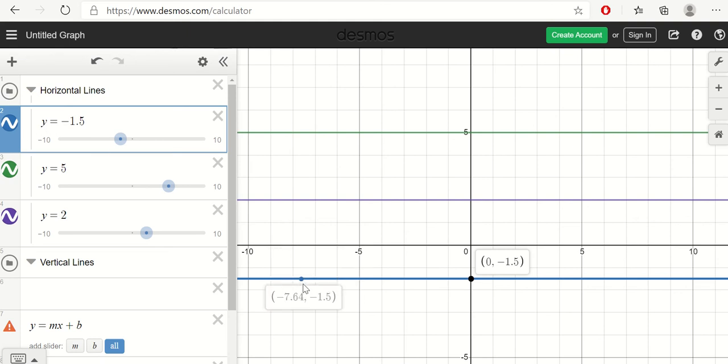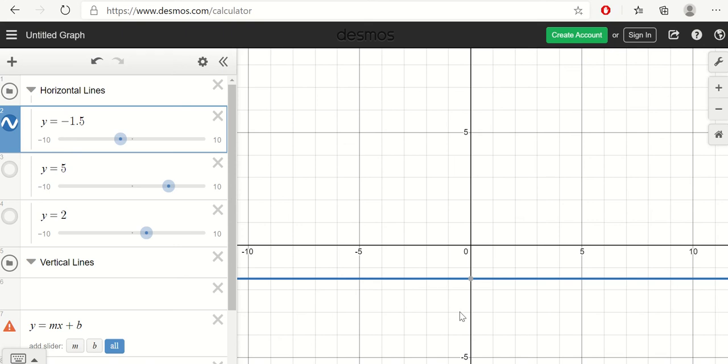No matter what value of x you have, let's get rid of some of these lines. So if I look at x equals negative 5 for this line, what's the y value? Negative 1.5. If I look at x equals negative 3 for this particular line, where will that land me on the y values? Well, negative 1.5. If I look at x equals 2 for this particular line, where does that land me? At negative 1.5. No matter what x value we choose for this particular line, the y value is always negative 1.5. So that's another way to look at that horizontal line.